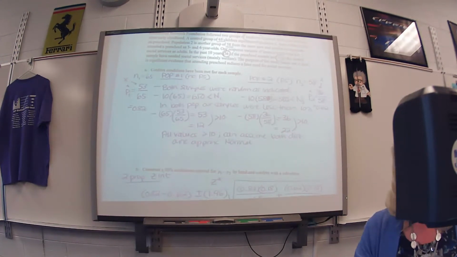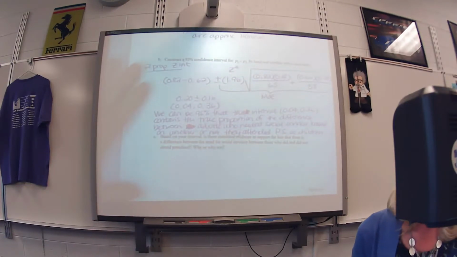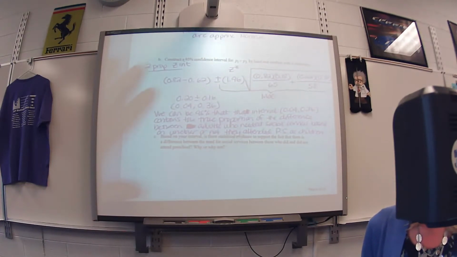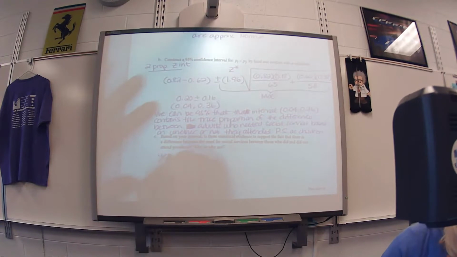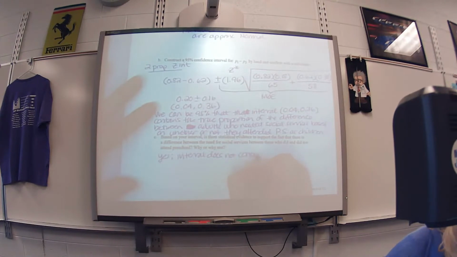Okay? So based on your interval, is there statistical evidence to support the fact that there is a difference? Yes. The interval does not contain 0. And 0 would mean that there was no difference. 0 means no difference.